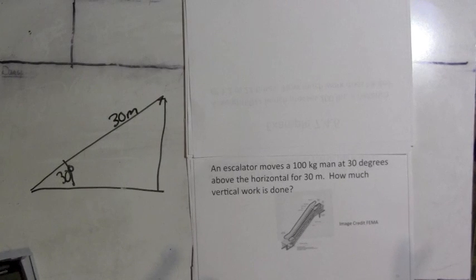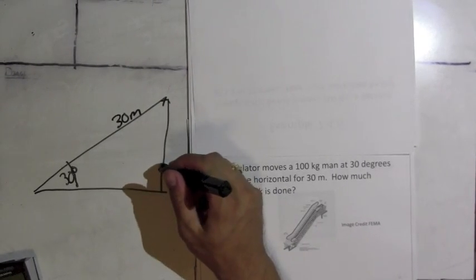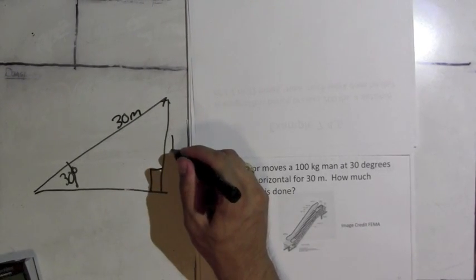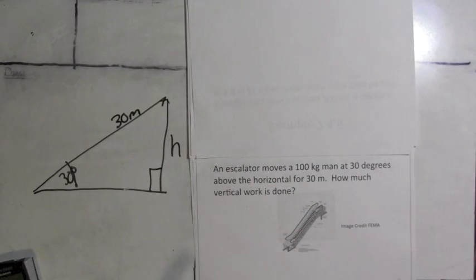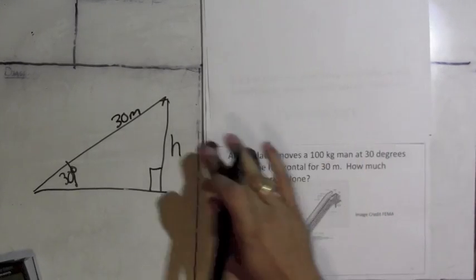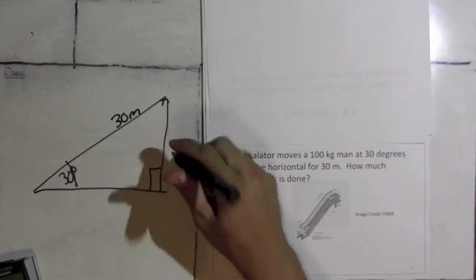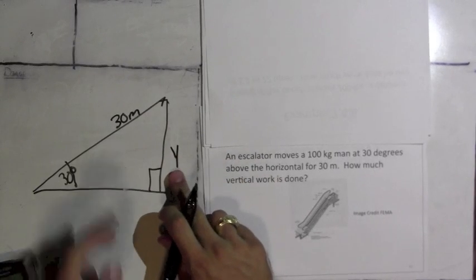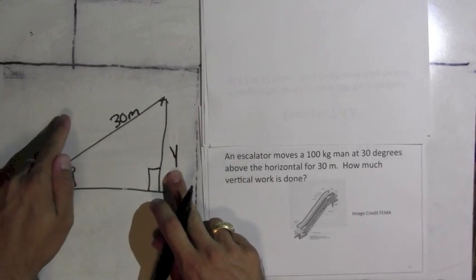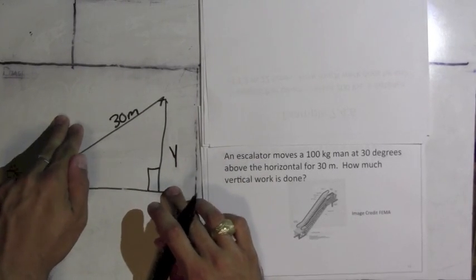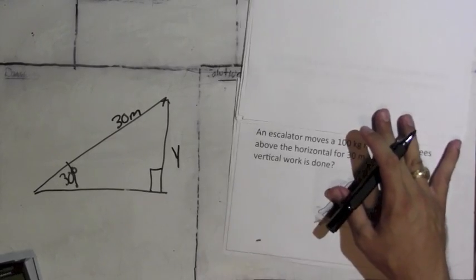So in order to figure out the vertical work, we obviously need to find this vertical component right here, which we're going to call the height, but is also known as y. I'm going to go ahead and put it as y for now, because y or h kind of gets confused with hypotenuse sometimes. So let's just leave it as y for now, and we'll change it later when we look at the formula.